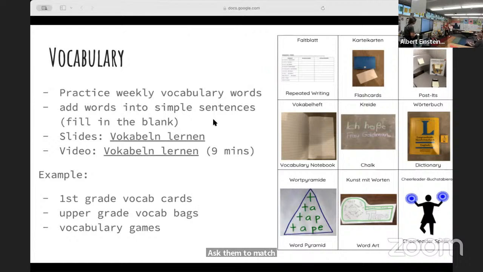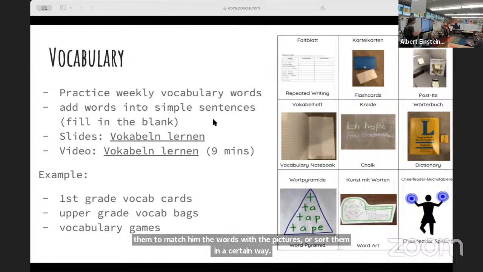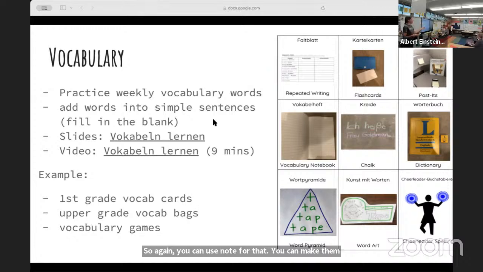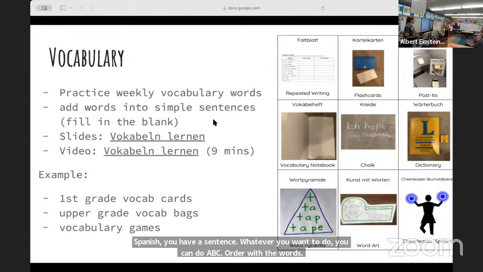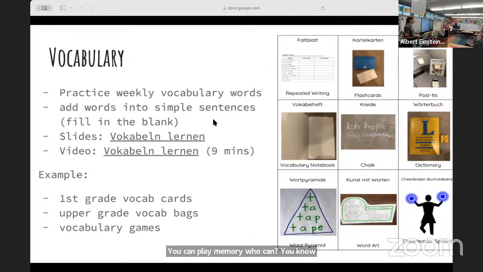So again, you can use note cards for that. You can make them yourself. You cut a paper in 8 pieces. You have the English, the German, you have a picture, you have a Spanish, you have a sentence. Whatever you want to do, you can do ABC order with the words. You can play a memory game. Who can find the word faster? Just these things to include that German vocabulary into your playtime.